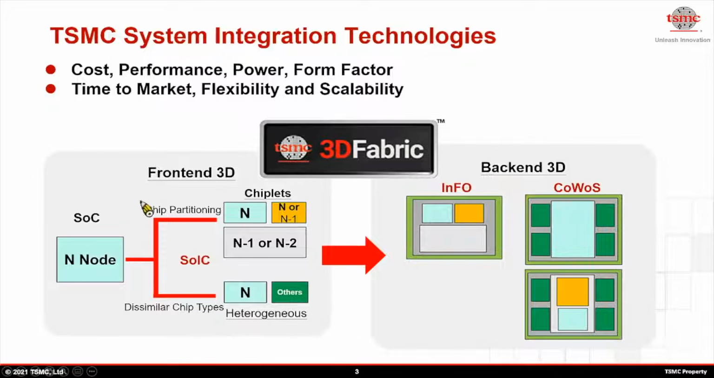The front-end 3D aims to partition the chips of SoC to help to sustain Moore's law. And the other part is to provide heterogeneous integration capability to integrate the SoC and dissimilar chips. Afterwards, this SoIC can be further integrated with InFO or CoWoS to provide the whole integration solution.